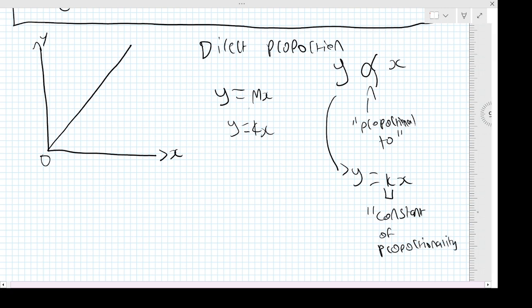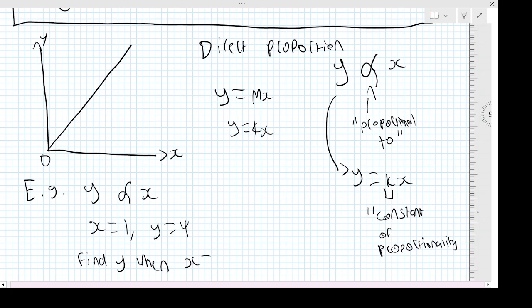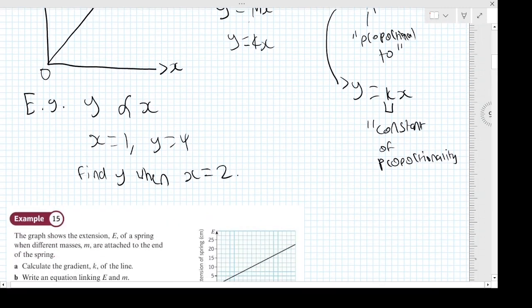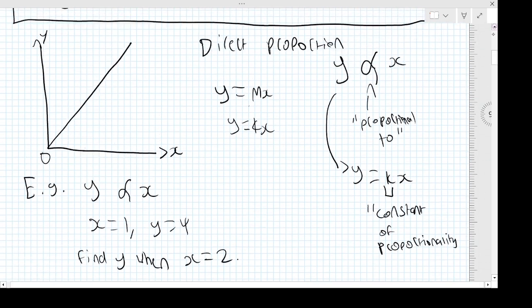So as a very, very brief example, we have that y is proportional to x. Again, I'm going to use this symbol. And we're also given that when x is 1, y is 4. And then we're going to say find y when x is equal to 2. Okay, very simple example, a GCSE example, but I thought I'd go over it now very quickly.